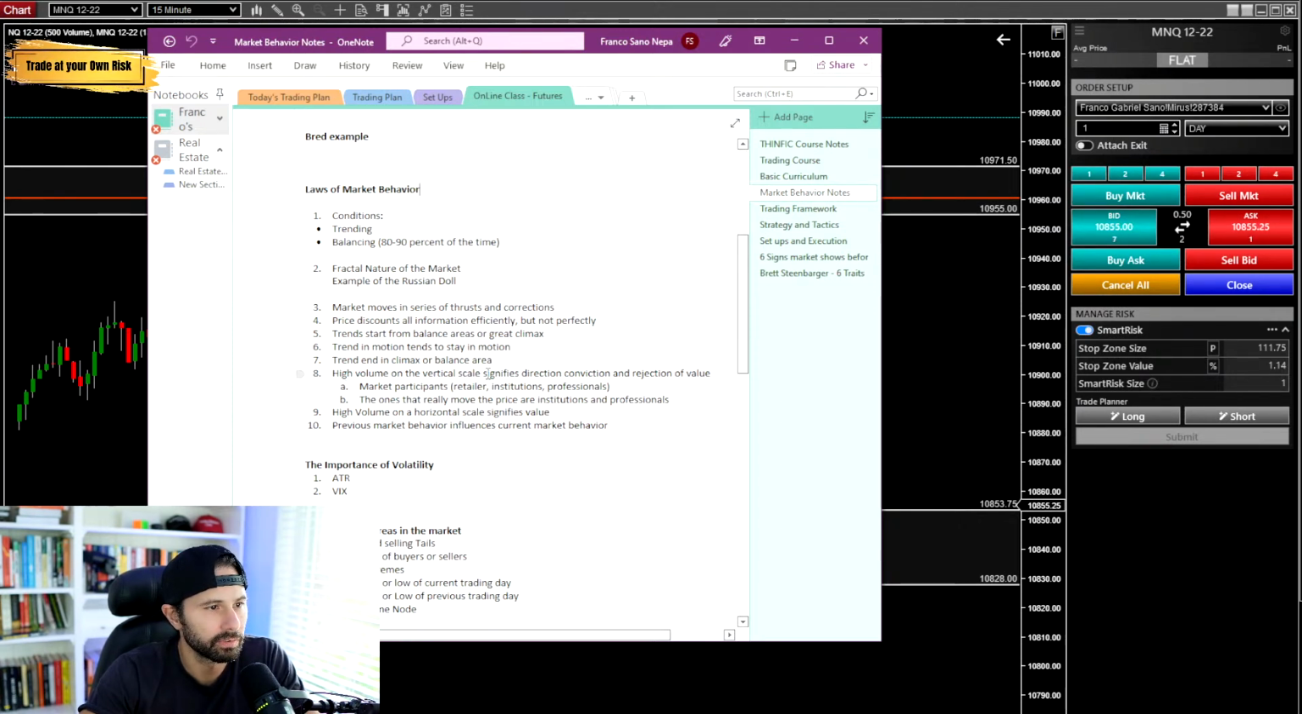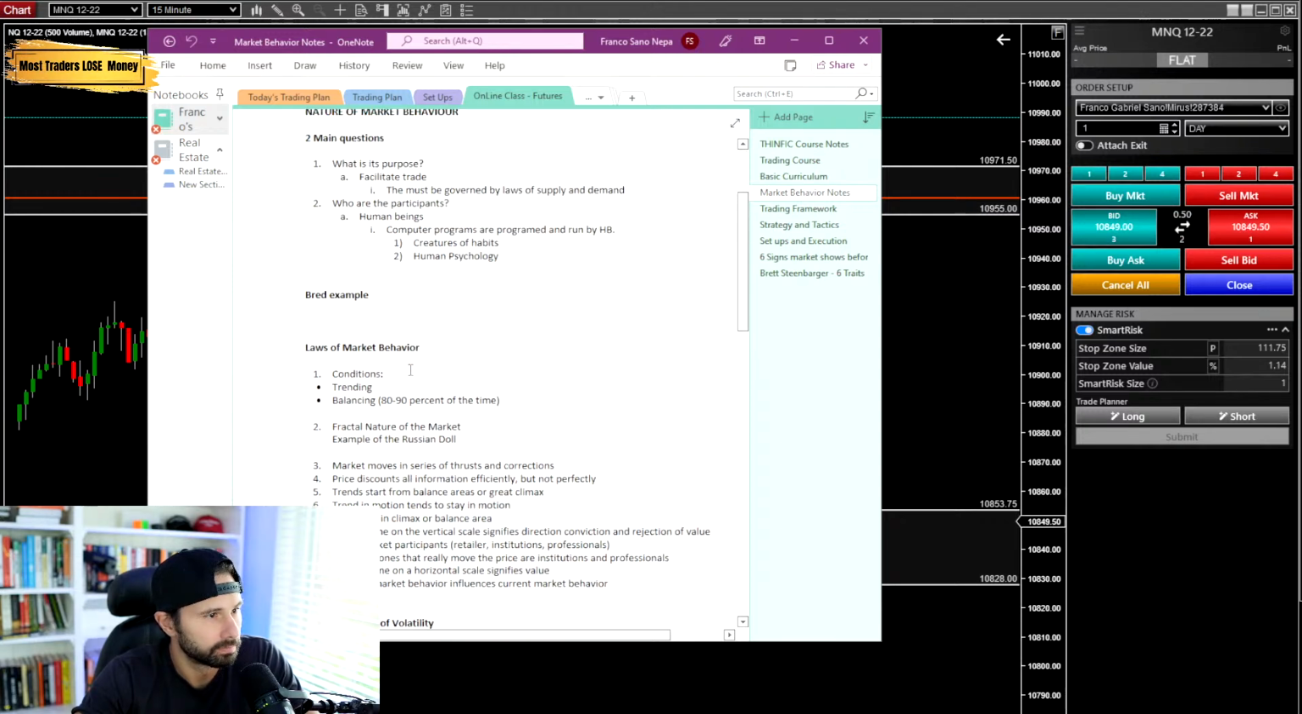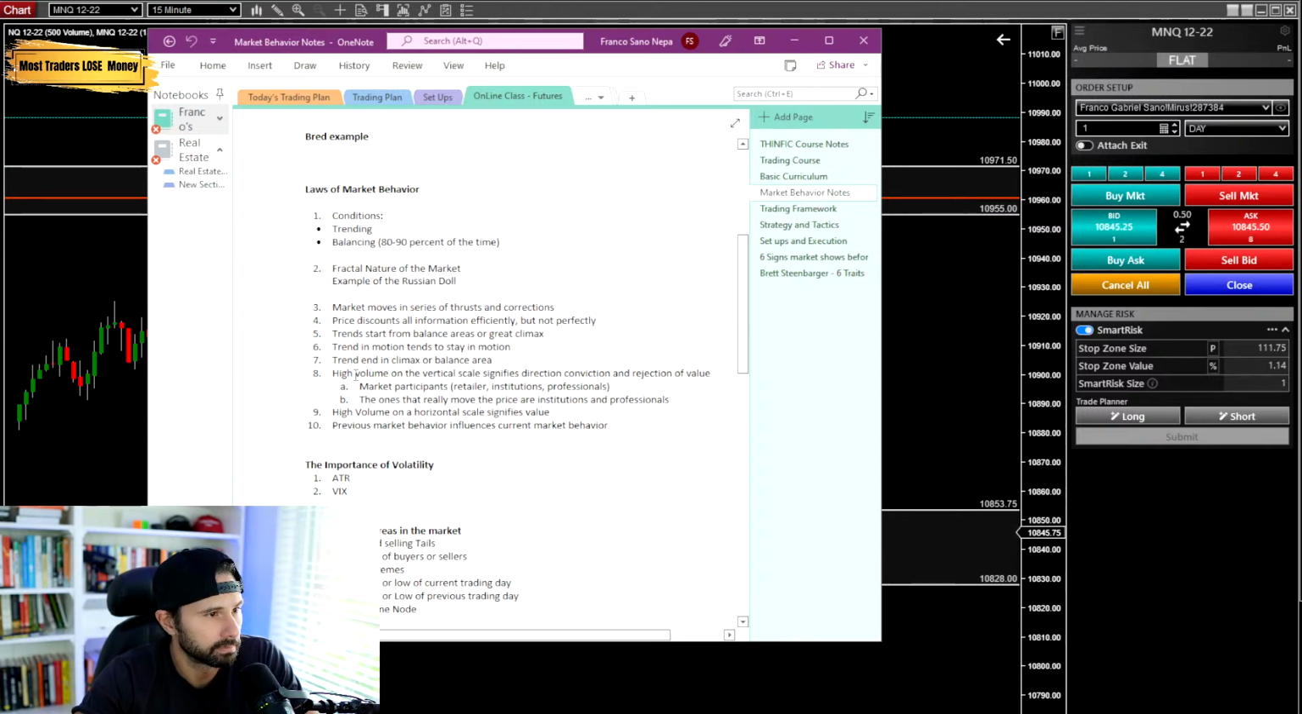High volume on the vertical scale signifies direction, conviction, and rejection of value. So I want to see if yesterday we actually had an extremely high volume, right? I will check that tomorrow. We haven't violated yesterday's low though. Market participants: retailers, institutionals, and professionals. The ones that really move the price are institutions and professionals. High volume on a horizontal scale signifies value. Previous market behavior influences current market behavior.